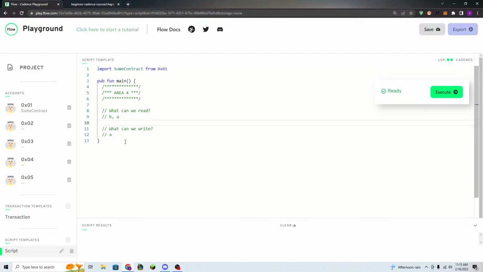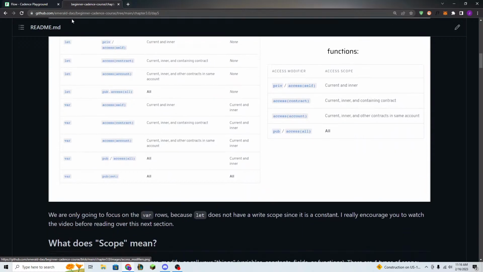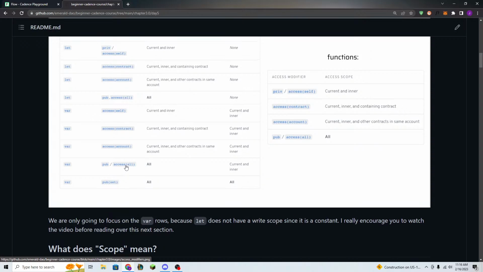Yes, we can, although it's a script, so technically the answer is no. Because you can't write any data in a script because it just won't do anything. But in terms of access control, yes, we could technically write a over here. But I'm just going to get rid of it because it's a script, so it's sort of a trick question. Okay, cool. So we've covered now pub set, and then of course access all because it's the same.